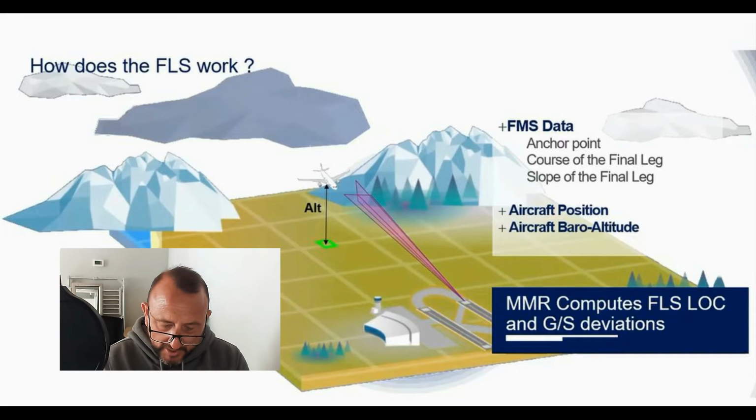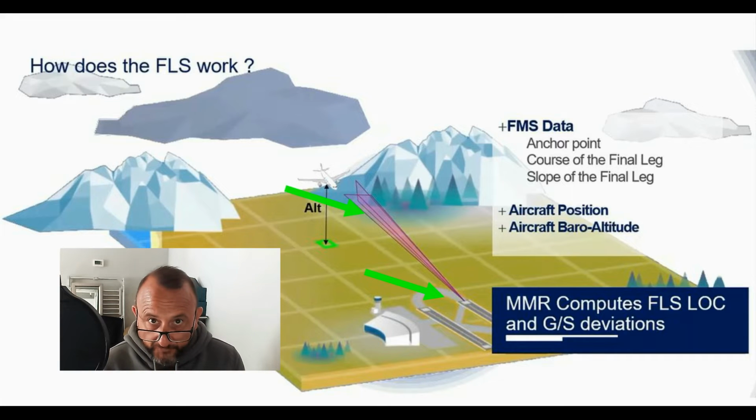How does it work? Well, essentially, the profile uses FMS computed data as approach guidance mode for lateral and vertical path. It comprises an anchor point, which is a fixed point in space, usually about 50 feet above the runway threshold.